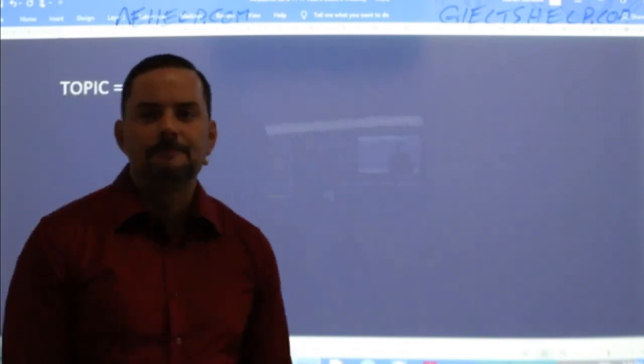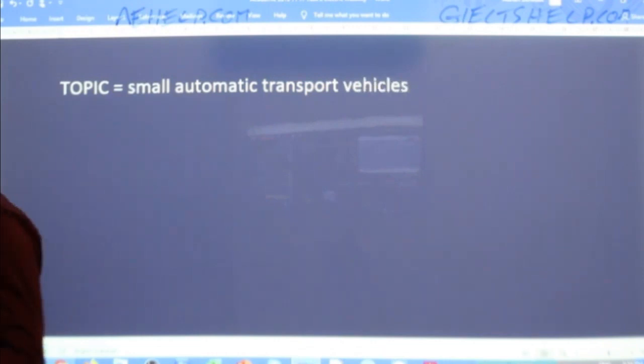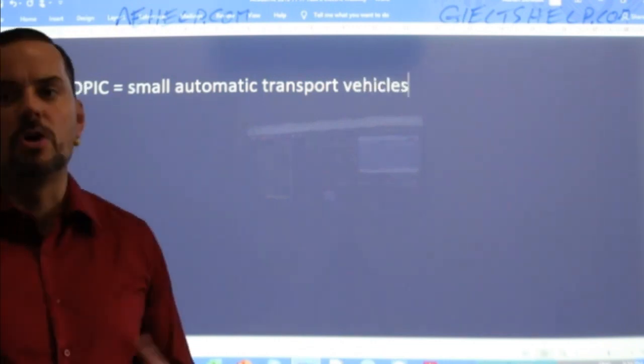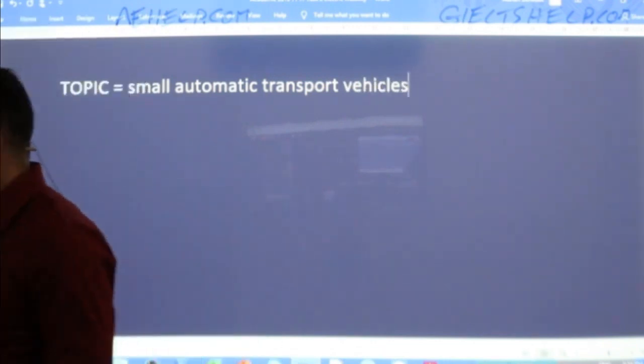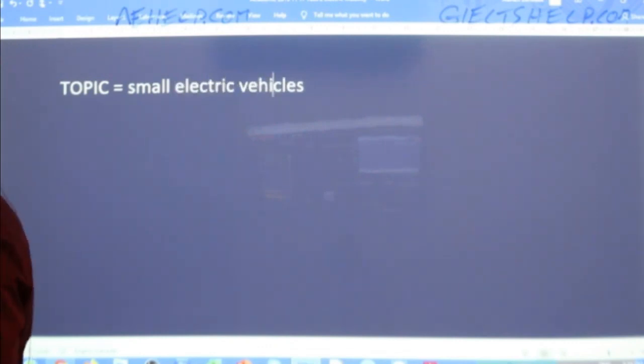Rajveer says automatic vehicles. Yeah, so small automatic transport vehicles or small electric vehicles. Okay? Those are all good. Small electric vehicles is even maybe better. Sure.